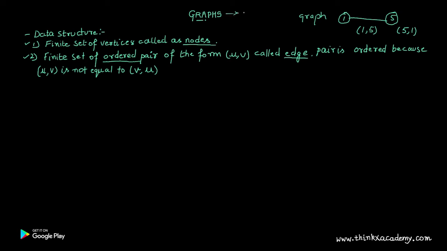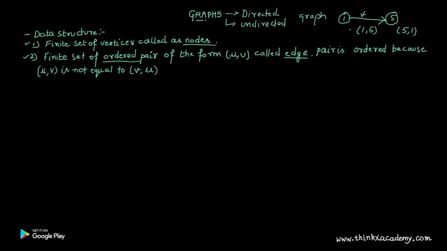There are basically two types of graphs. One is the directed graph and another one is the undirected graph. Directed means that the edge has a direction. So let's suppose we want to say that this is number 1 and this is number 5, and number 1 is the friend of 5. So I'm going to write a direction here that 1 is a friend of 5.